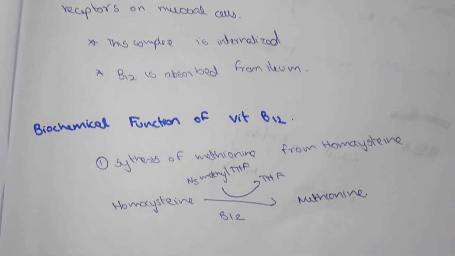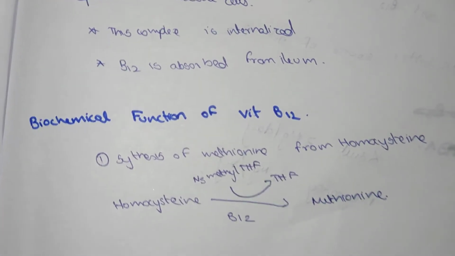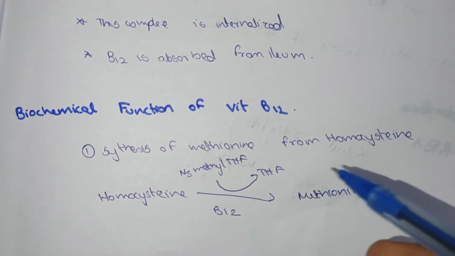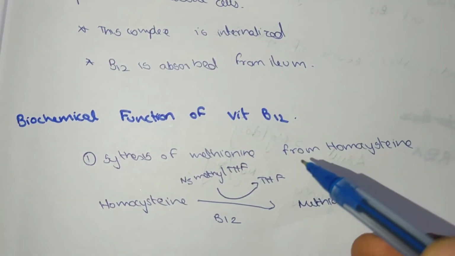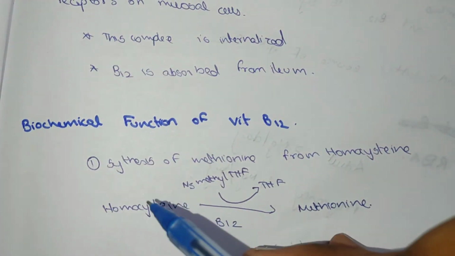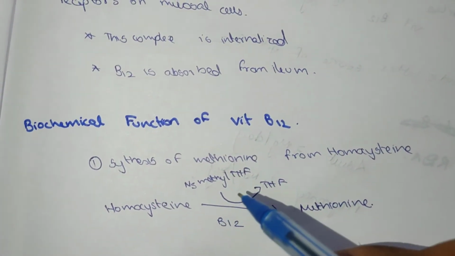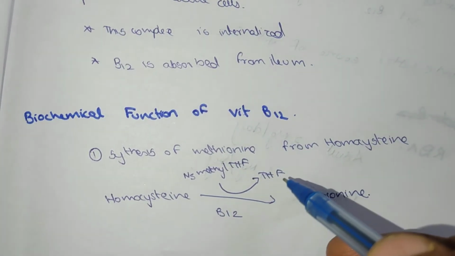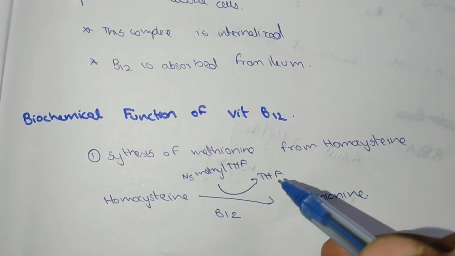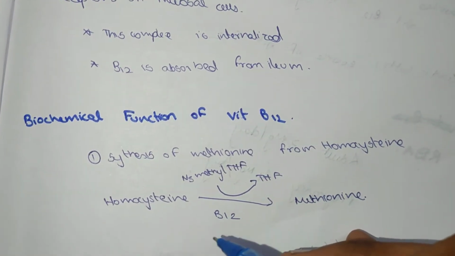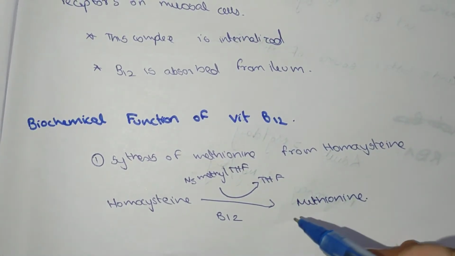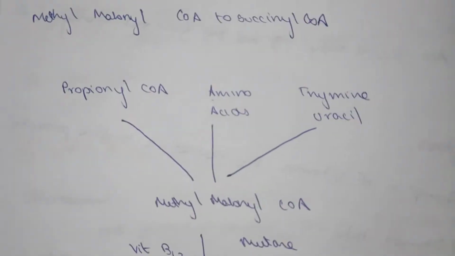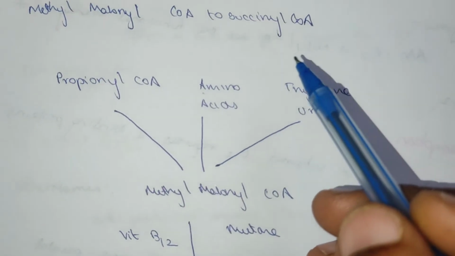Now we will see the biochemical functions of vitamin B12. First, synthesis of methionine from homocysteine. Homocysteine combines with N-methyl THF, which is tetrahydrofolate, and with the help of vitamin B12 it forms methionine, and the THF is released. The second function is methylmalonyl CoA to succinyl CoA.